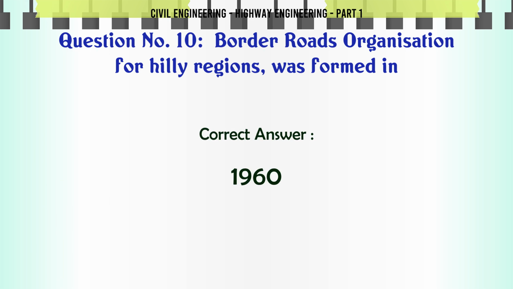Border Roads Organization for Hilly Regions was formed in A. 1947, B. 1954, C. 1958, D. 1960. The correct answer is 1960.